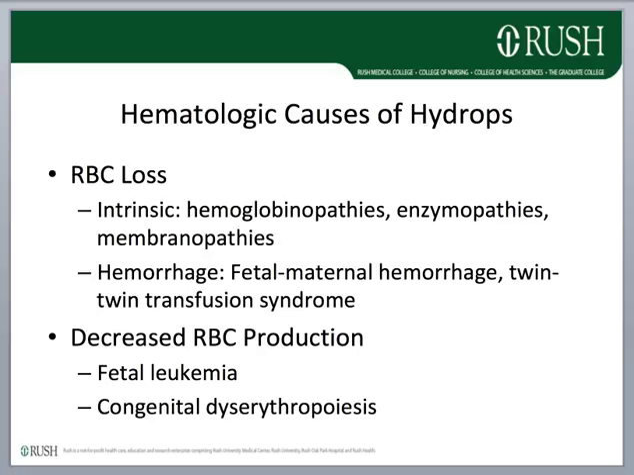Hematologic causes of hydrops include red blood cell loss, which may either be due to an intrinsic defect of the erythrocyte, including hemoglobinopathies, enzymopathies, or membrane defects called membranopathies, or may be due to hemorrhage, such as fetal-maternal hemorrhage or twin-twin transfusion syndrome. Another hematologic cause is decreased red blood cell production, which may result from fetal leukemia or a congenital dyserythropoiesis, another form of dysplasia.